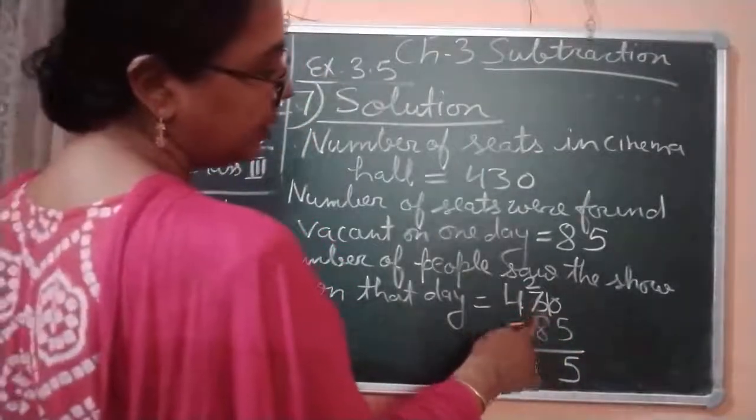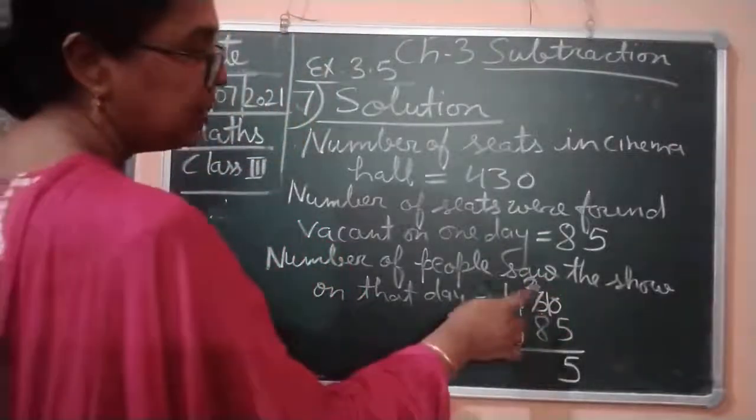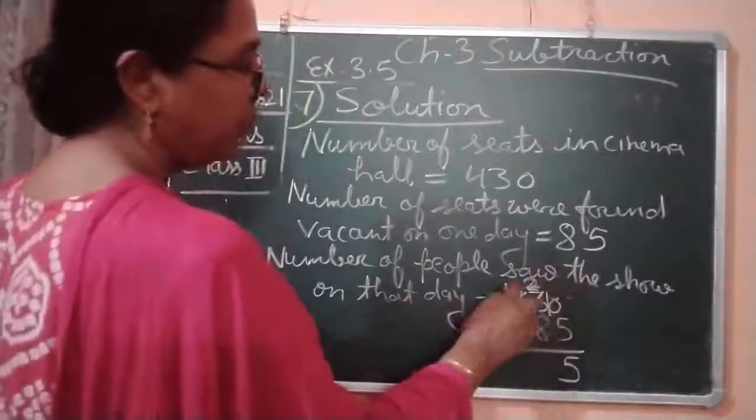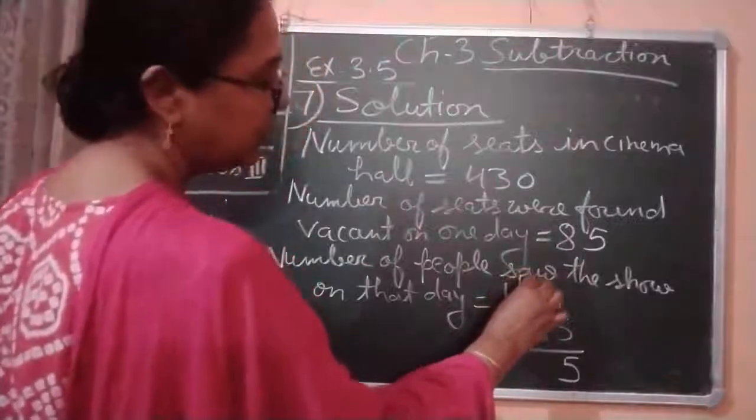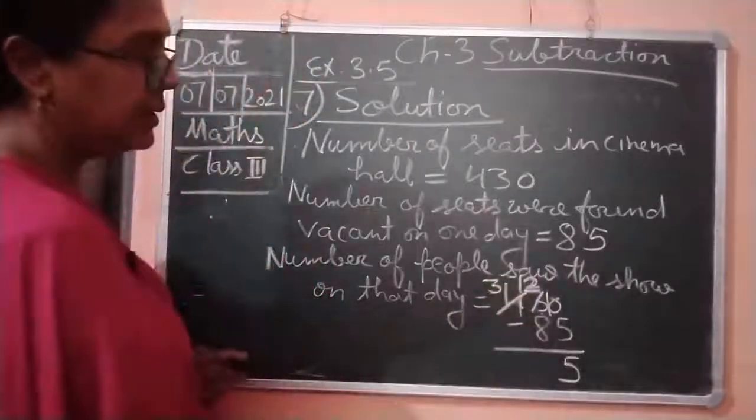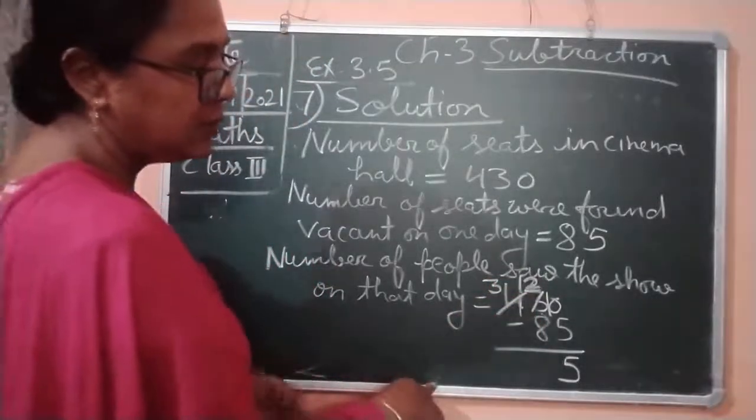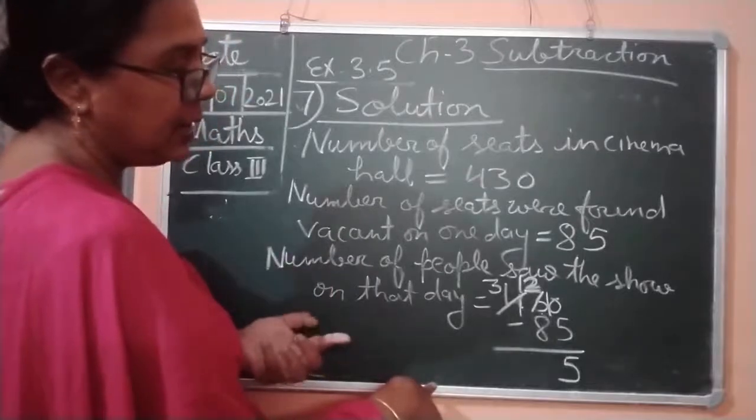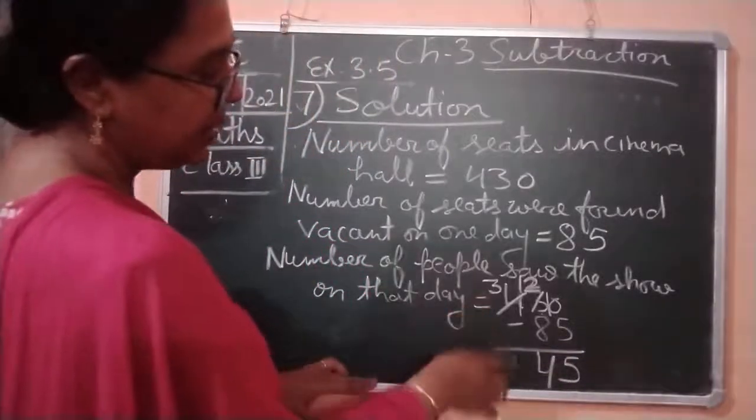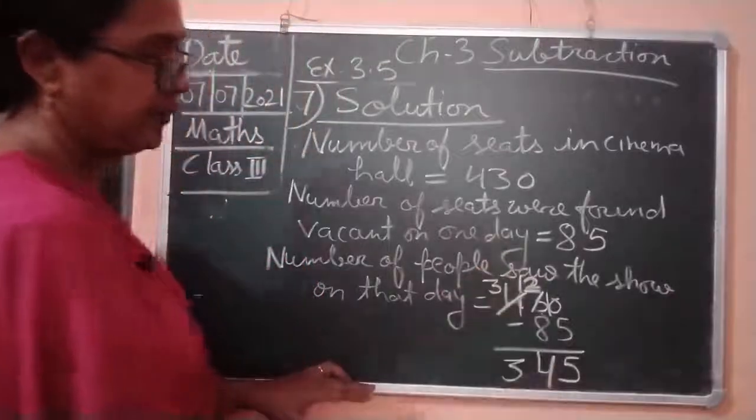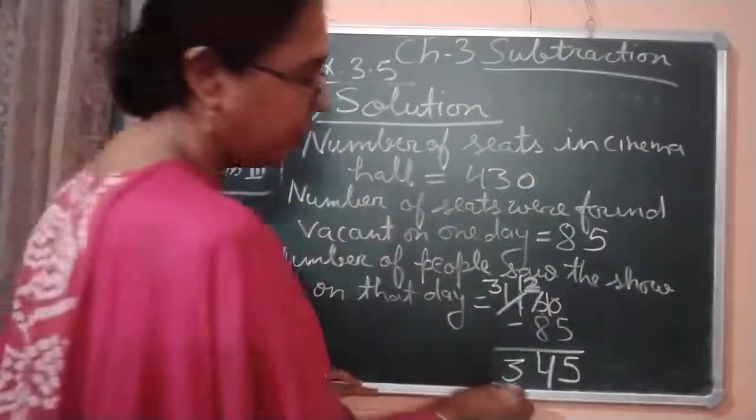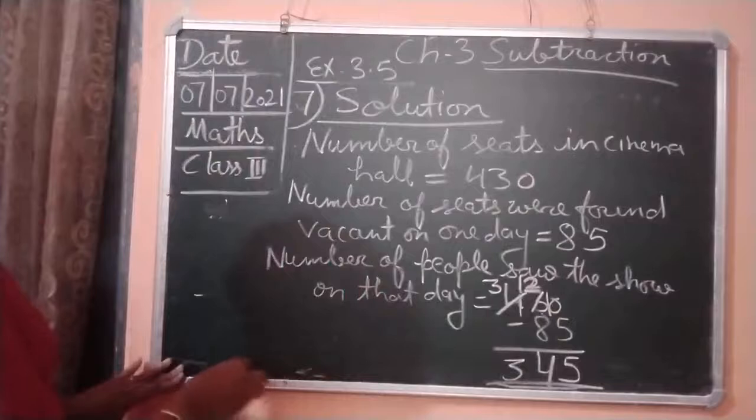Here you can see 2 is left, so 2 is smaller than 8. So we will ask help from 4. 4 will give help. At the tens place it will become 12, and now 3 is left at the hundreds place. So 12 minus 8, you can do reverse counting, 9, 10, 11 and 12. So 4 is left. Here 3 is there, so we will write 3 because no number is there. So we subtract 430 minus 85 and get 345.